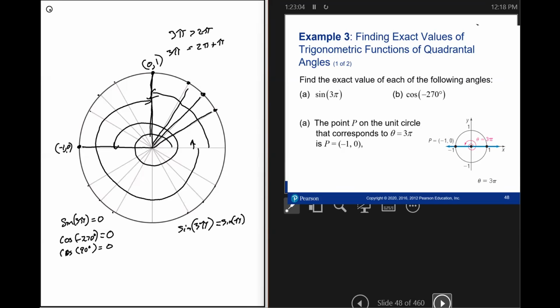What affects the sign of your result is what quadrant you wind up in. If I wind up in the second quadrant, my cosines will be negative and my sines will be positive. If it winds up in the third quadrant, both cosine and sine are negative. And if it winds up in the fourth quadrant, my cosine is positive, but my sine is negative.